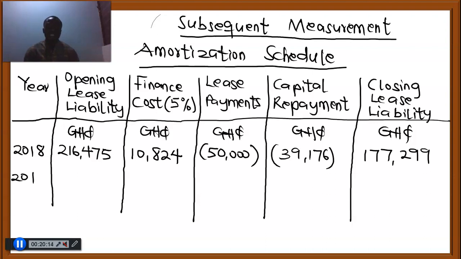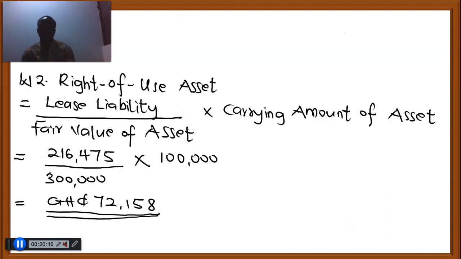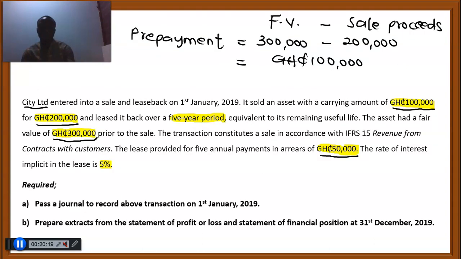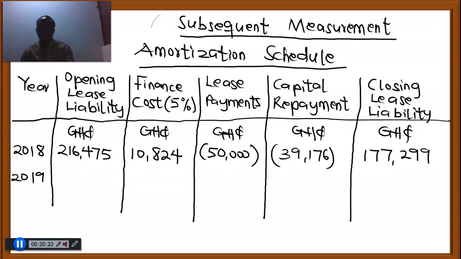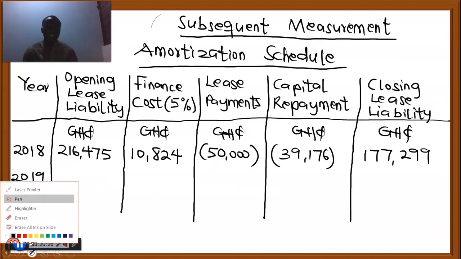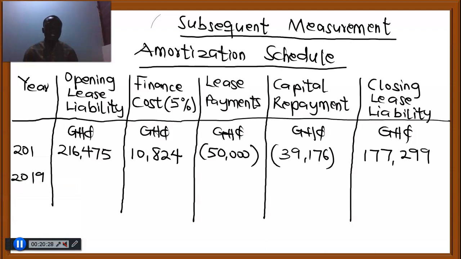Then we come to 2019. Sorry, the first year is 2019, and the second year will be 2020. So the beginning balance will be the closing balance for the previous year. So we have 177,299 over here. You multiply the figure by 5%, and that gives us 8,865 as our finance cost.